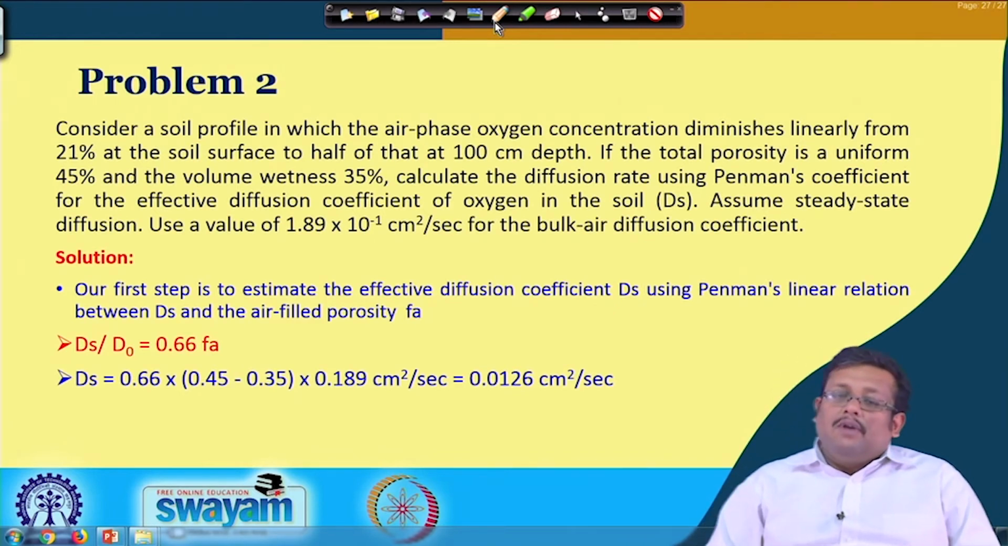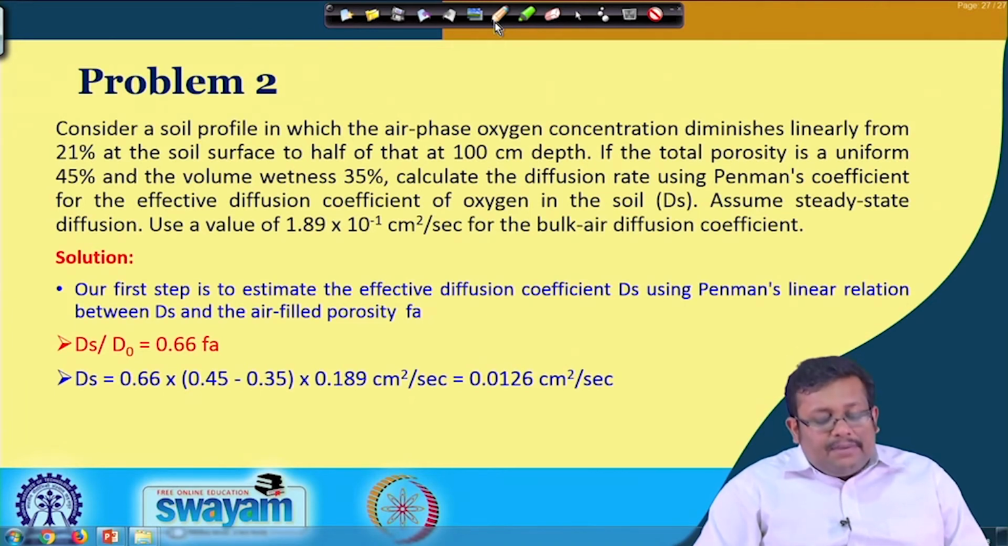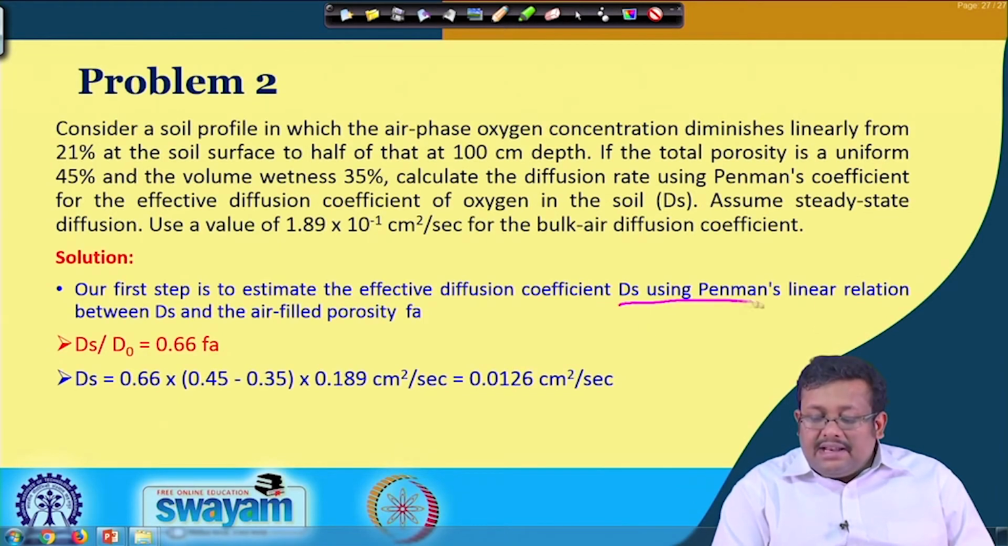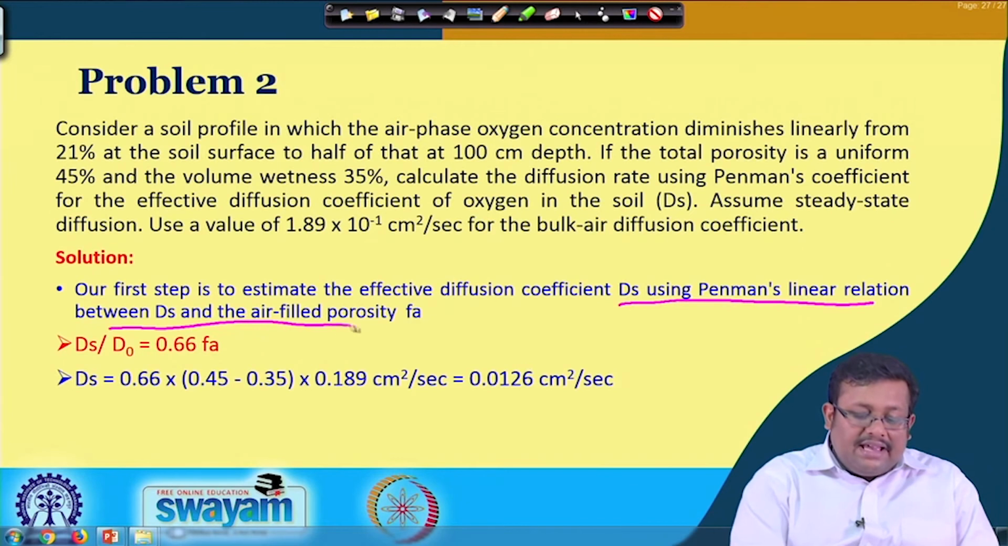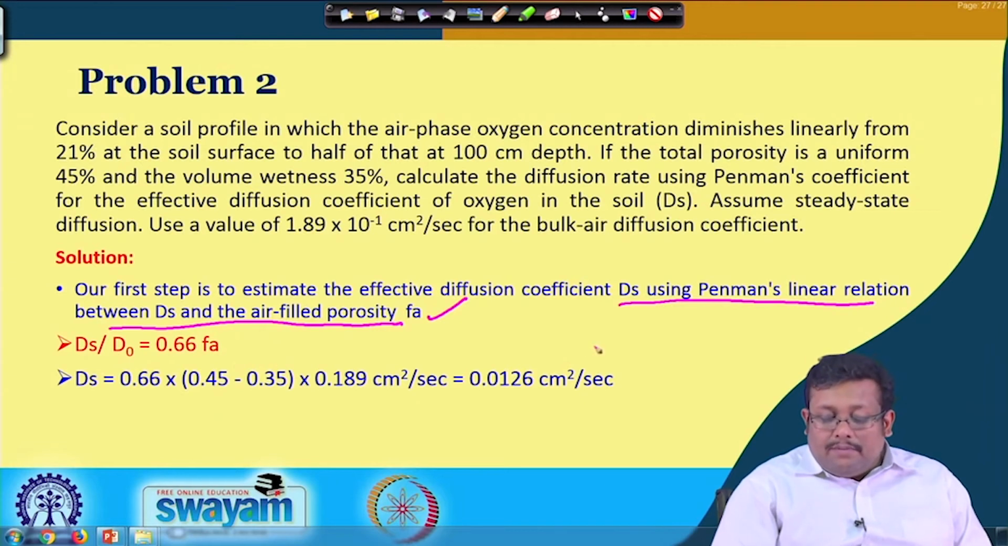Now in the last lecture we have already discussed Fick's law of diffusion as well as Penman's modification. So we will be using Penman's modification and Fick's law for solving this problem. Our first step is to estimate the effective diffusion coefficient ds using Penman's linear relation between ds and the air-filled porosity Fa. If you remember, the Penman equation shows ds over d0 equals 0.66 Fa, where 0.66 is the tortuosity factor.